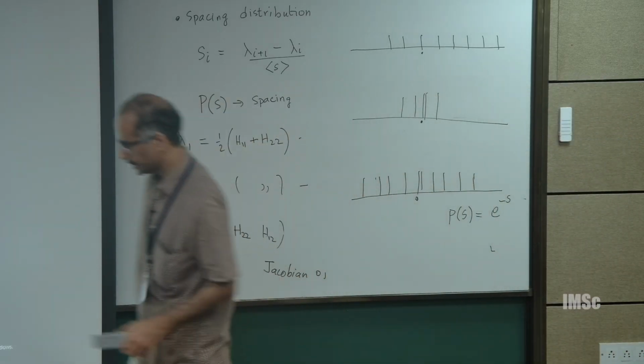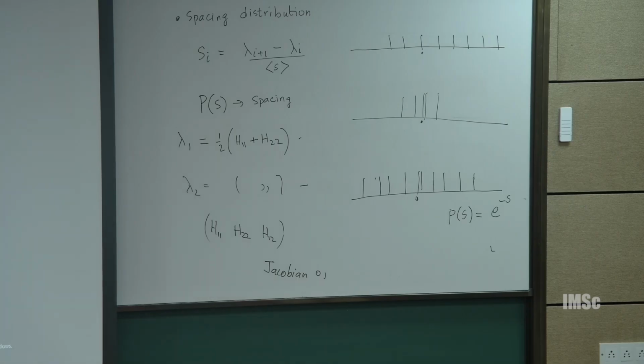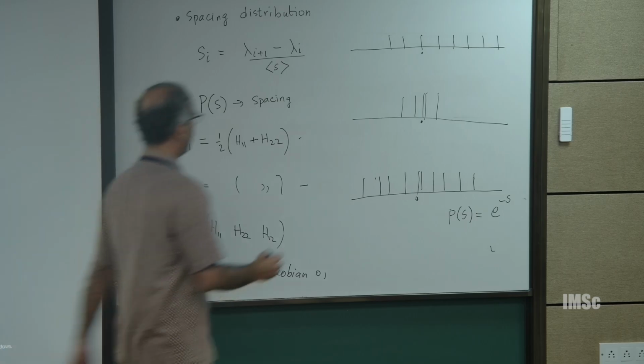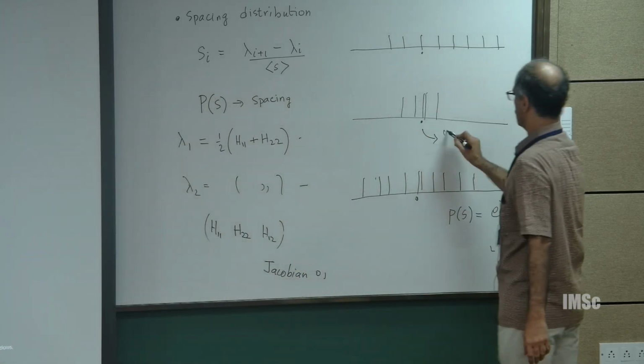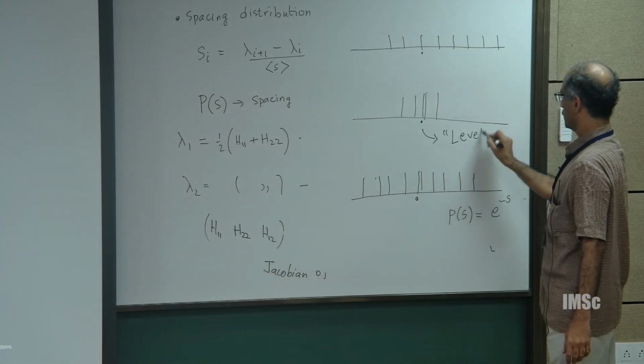This property is called level repulsion, and all random matrix levels will have the property of level repulsion.